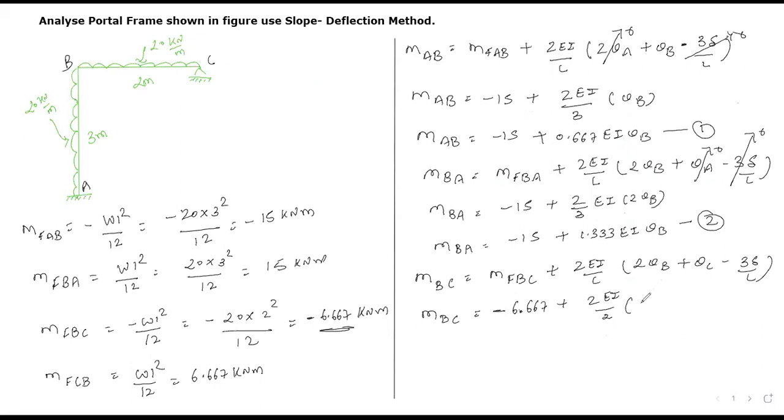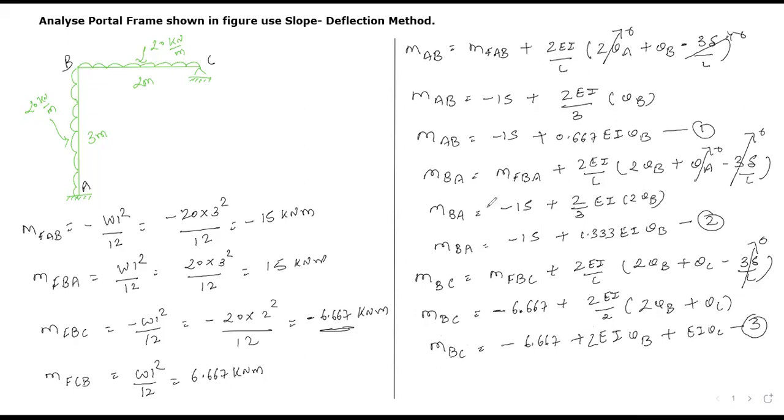Twice theta B plus theta C, दोनों आएगा. आपका delta 0 है. So MBC, that should be equal to, 2/2 तो कैंसिल आउट हो जाएगा, minus 6.667 plus EI theta B, सॉरी, twice EI theta B plus theta C, EI theta C. This is your equation number 3.